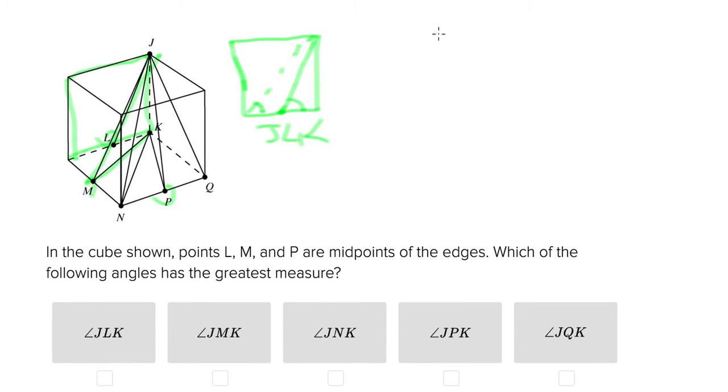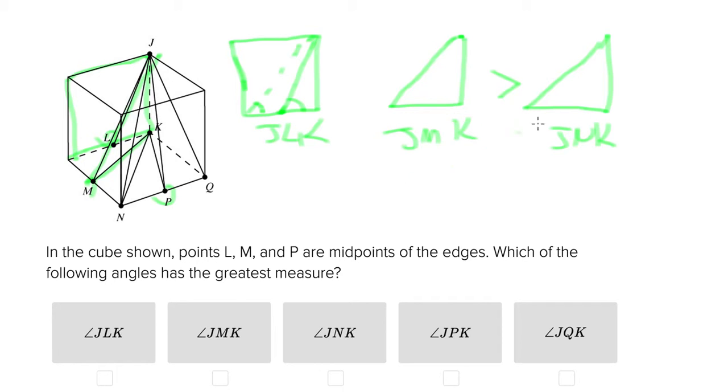So here, what we're going to have for JMK is a triangle that looks like this. And for JNK, we're going to have one that's slightly longer and more acute there. So this one's a little bit larger than that one. So let's go ahead and cross out JNK, since we already know that JMK is larger. I'm going to compare the rest of them in a bit.